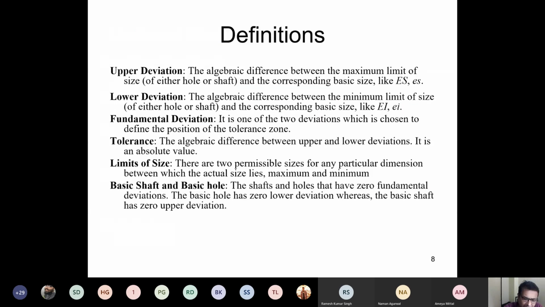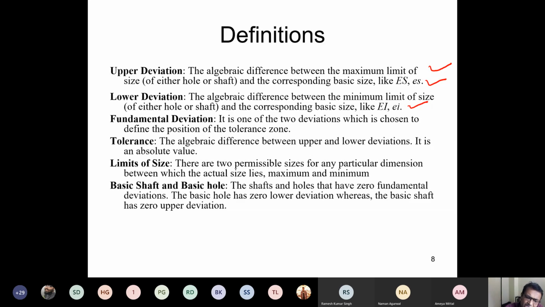So let me now just read out what the definitions are. Upper deviation is the algebraic difference between the maximum limit of the hole, maximum size of the hole or the shaft, and the corresponding zero line, capital ES and small es. Lower deviation is capital EI and small ei, the algebraic difference between the zero line and the minimum size, right? The minimum limit.